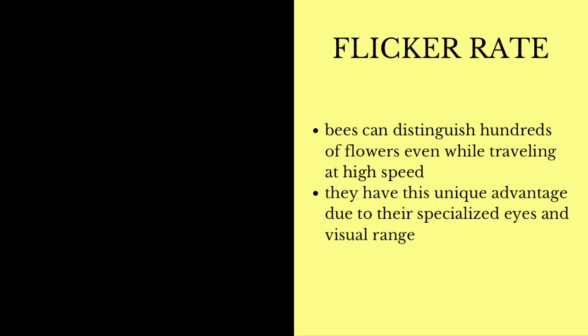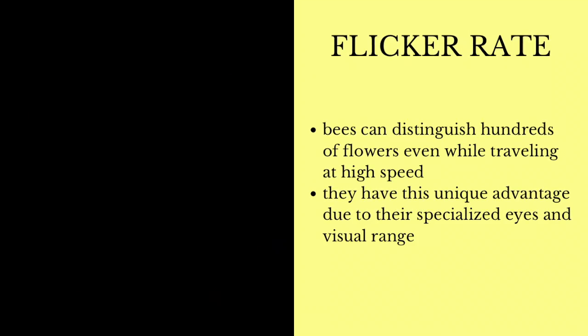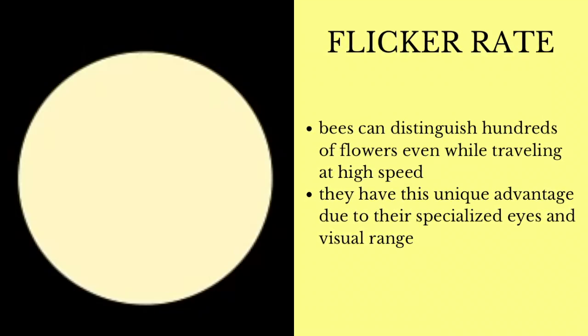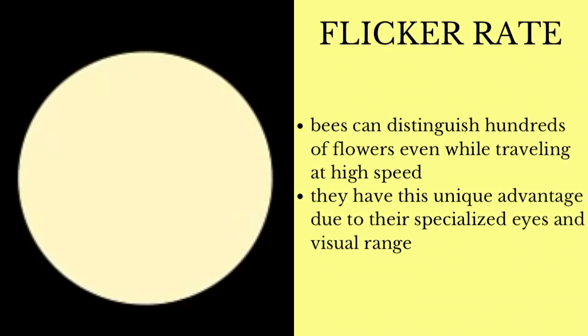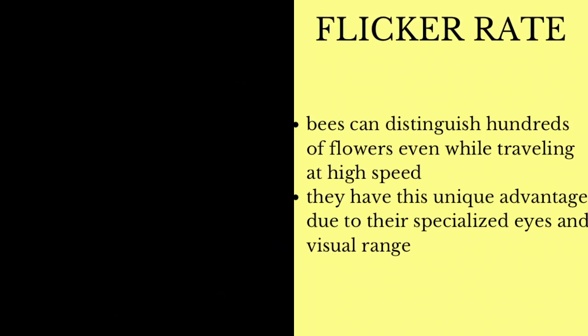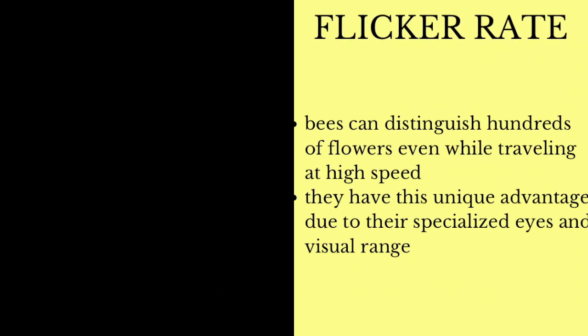One important thing bees have over humans is a higher flicker rate. When you are driving in a car past a field of flowers, you see a mass of one single color. However, a bee is still able to see hundreds of individual flowers even when traveling at high speeds.